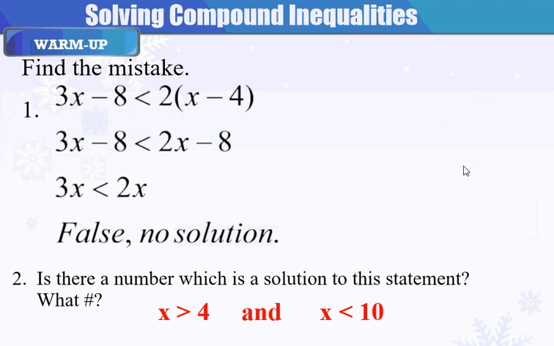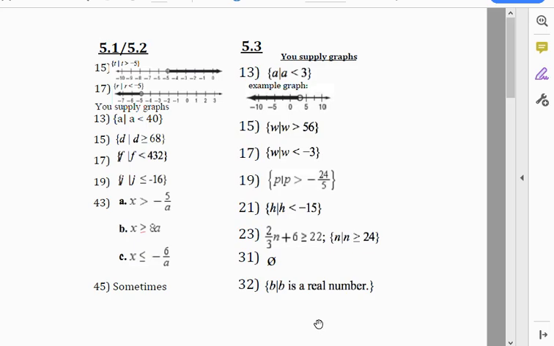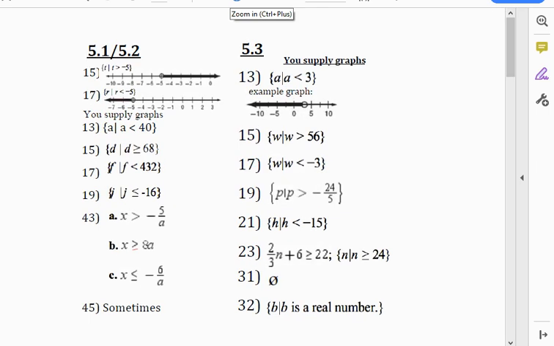Yesterday we started chapter 5, which is probably our shortest chapter of the year. It's an overview of solving inequalities, which is very similar to how we solve equations in regard to the steps. Yesterday you completed the first assignment, which was sections 5.1, 5.2, and 5.3. 5.1 and 5.2 were just one-step inequalities, and 5.3 was multi-step inequalities.